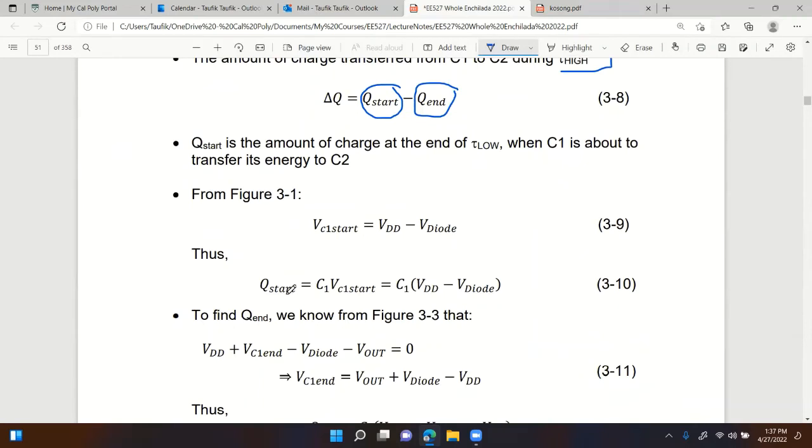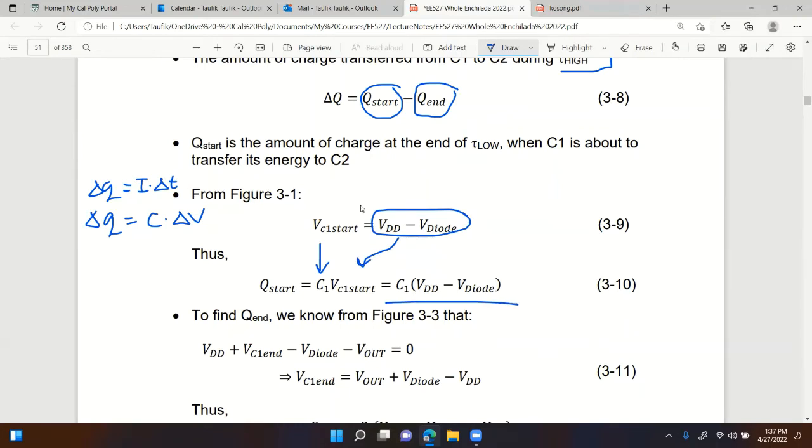Remember, Q is equal to C delta V, or delta Q is equal to C delta V. Delta Q is also equal to I delta T. So here I use Q equals C delta V. C1 is what I'm looking for. Delta V is the voltage at the starting point of the transition, that's VC1 start. So if I replace VC1 start with this equation into here, then I get this equation right here for Q start. What about Qn?